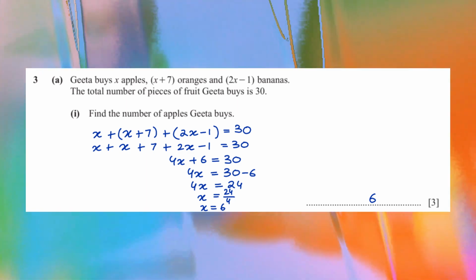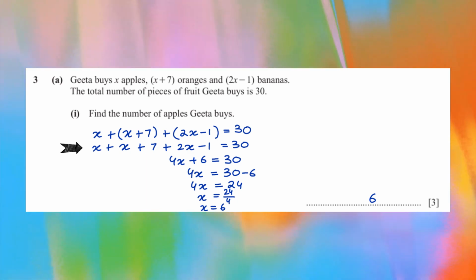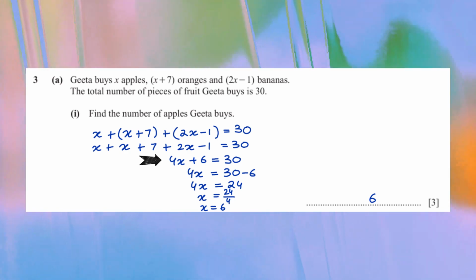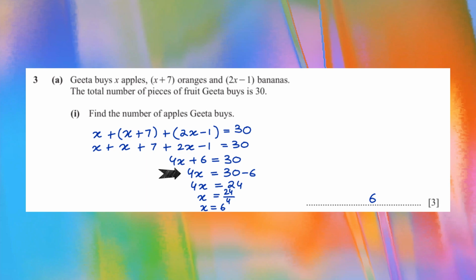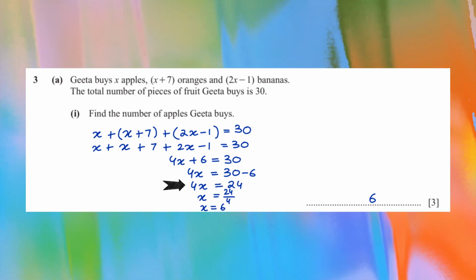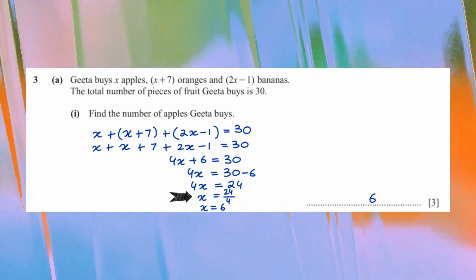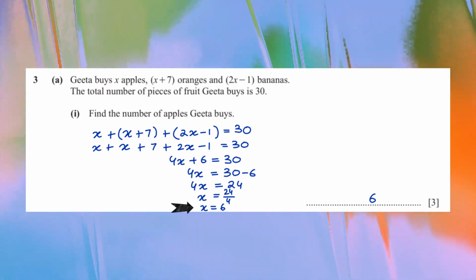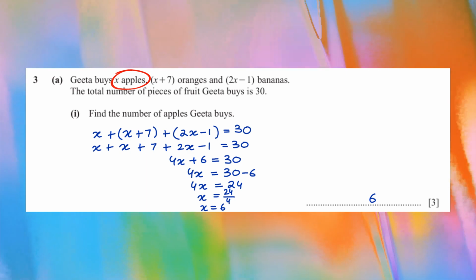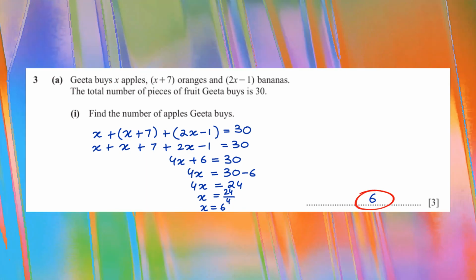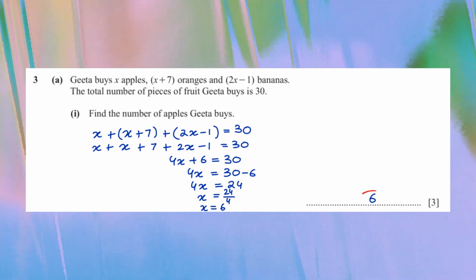Now we solve for x. This is the same equation as above, just without brackets. So now we add like terms. This gives us 4x plus 6 equals 30. Then we subtract 6 from both sides. This gives us 4x equals 24. Then divide both sides by 4. This gives us x equals 6. The number of apples Gita buys is x, and x equals 6. So Gita buys 6 apples. Therefore, 6 is the answer.